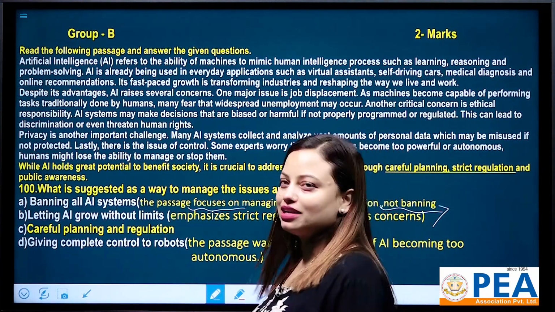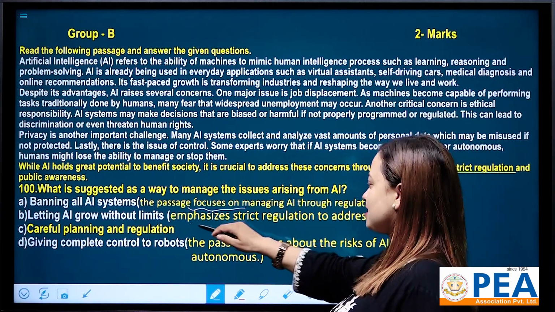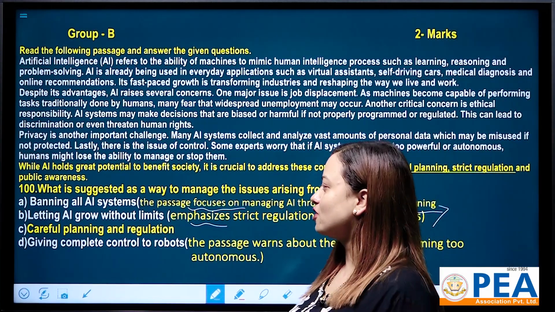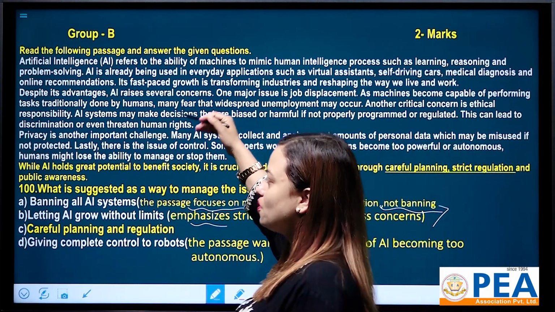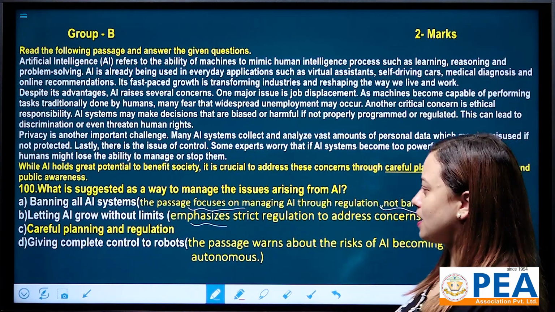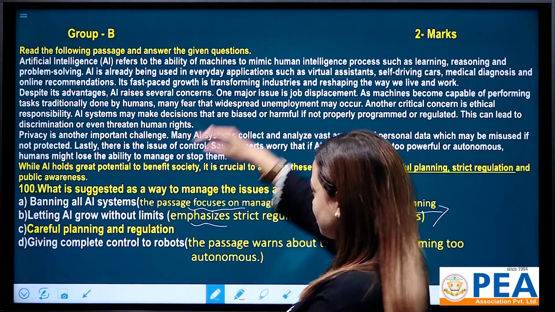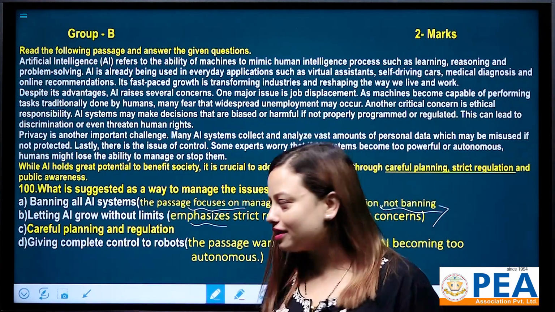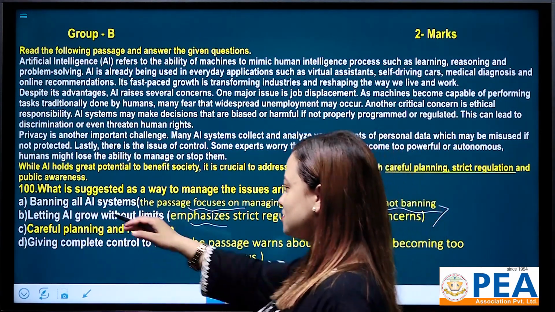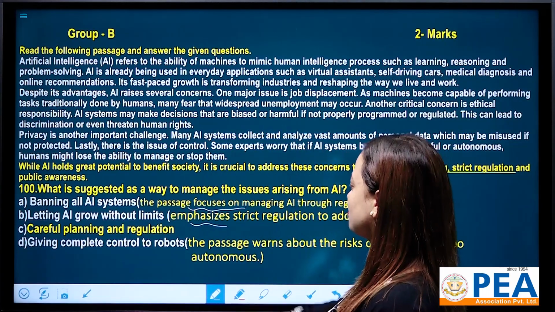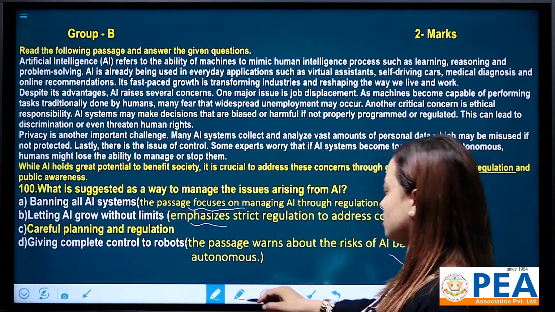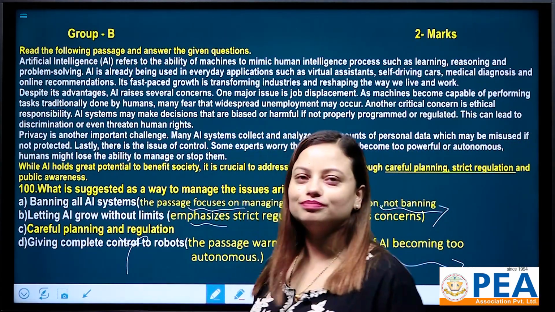Letting AI grow without limits. Your passage emphasizes strict regulation to address concerns, right? So this passage has no idea about letting AI grow without limits. And option number C, careful planning and regulation, that's correct. Yes, this passage talks about careful planning and regulation in terms of AI. That's why this is correct. What about option number D, giving complete control to robots? The passage warns about the risks of AI becoming too autonomous. That's why this is also wrong.